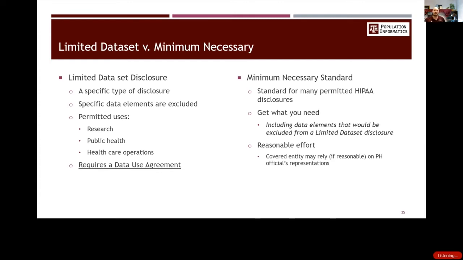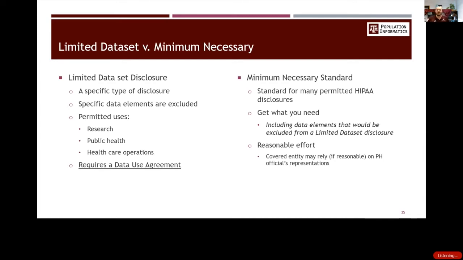The second type of disclosure is the minimum necessary standard HIPAA disclosure. This is kind of the default disclosure standard under HIPAA. And the general rule here is that you get whatever you need for that activity. So in the context of research, I might be able to get more data elements than, say, I would get from a limited data set because I need them for my research.